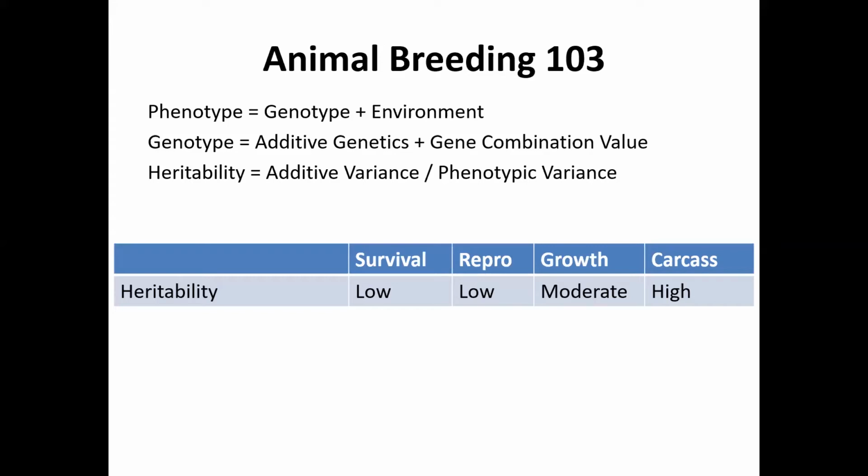Now, to make that intuitive, I'm going to give an extreme example in terms of survival. You know, the likelihood of getting hit by a bus is not very heritable at all. Okay, but most people are familiar with the concept. If we use a muscular ram, it's going to sire muscular lambs pretty reliably. That's a difference between these traits in terms of their heritability.